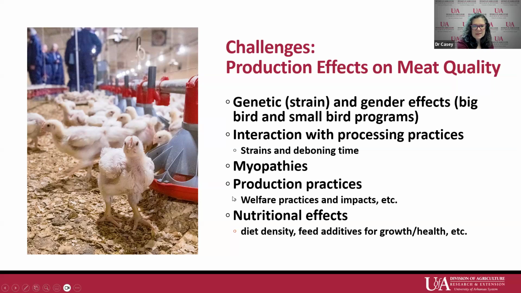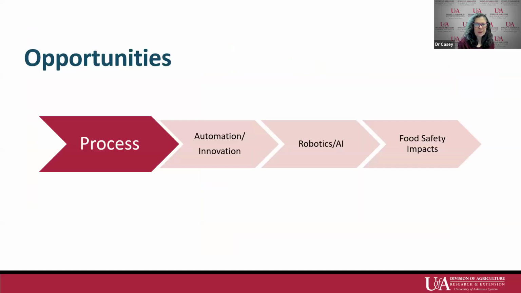Myopathies, the production practices, we've got to think about welfare practices impact. Are some things that we're doing or not doing impacting welfare and then subsequently meat quality? There can be nutritional effects on the bird. That means diet density or feed additives for growth and health. Antioxidants that are added may help improve some meat quality issues and so forth. It's a whole other area that I'm not really covering here today, but there can be impacts of all of these things on meat quality.